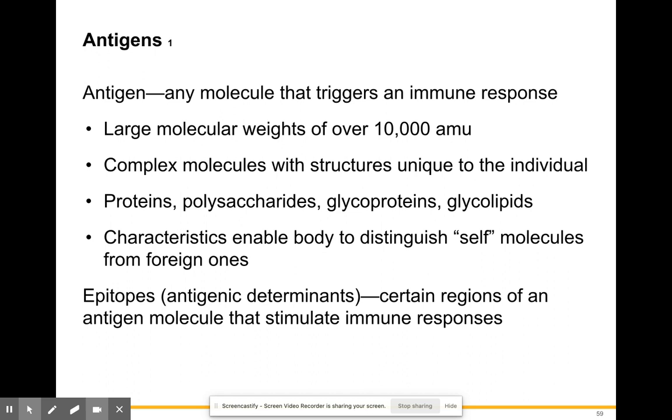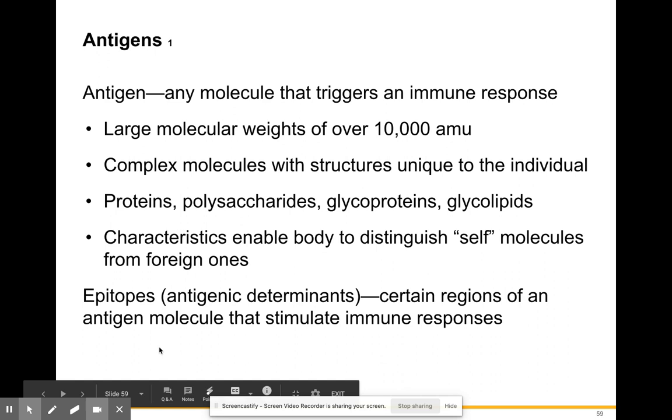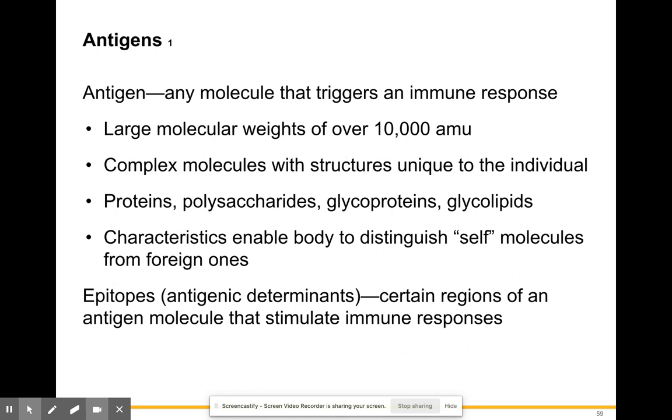Okay, your body can distinguish between an antigen, which is a non-self or foreign molecule, and something that's supposed to be there, right? Your body should be able to distinguish a liver cell from a bacterial cell by just looking at the surface proteins of the actual antigen. There are parts of an antigen that are going to be recognized by your immune system. And when they are recognized by your immune system, that stimulates a response. So if you have natural killer cells that find a diseased cell, that triggers an immune response.